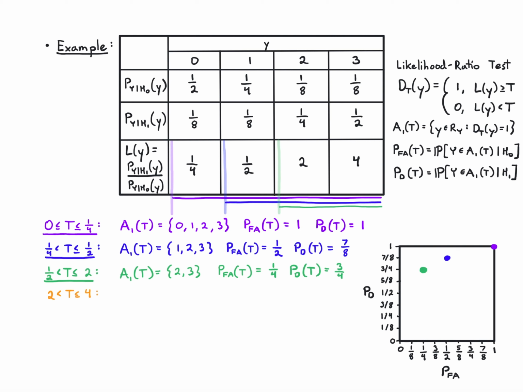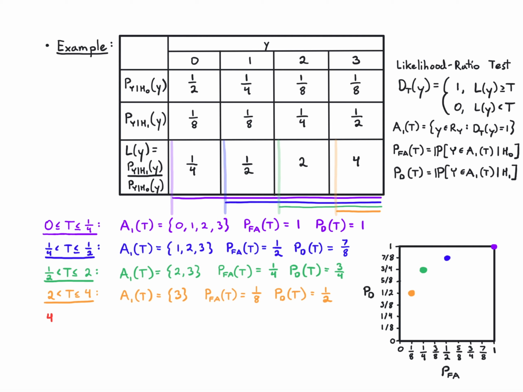Strictly greater than 2, I'm only going to have 1 value now. So 4 is the only value that's going to be strictly greater than 2. So the decision region is just going to be y equals 3. Okay, and so my probability of false alarm is just going to be the corresponding probability. It's an eighth. And the probability of detection is going to be the corresponding probability. It's just going to be 1/2. And I'm going to plot that point on my chart here.